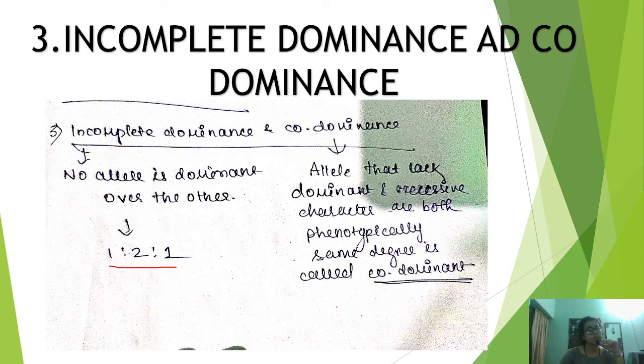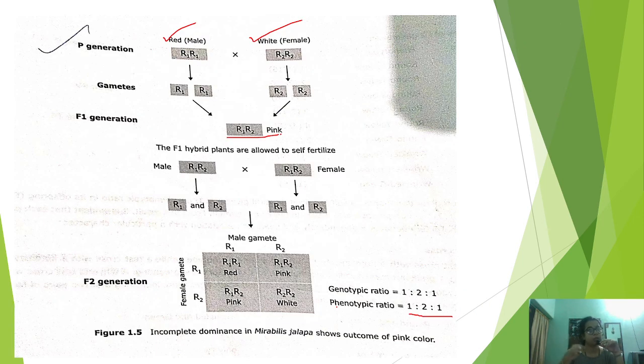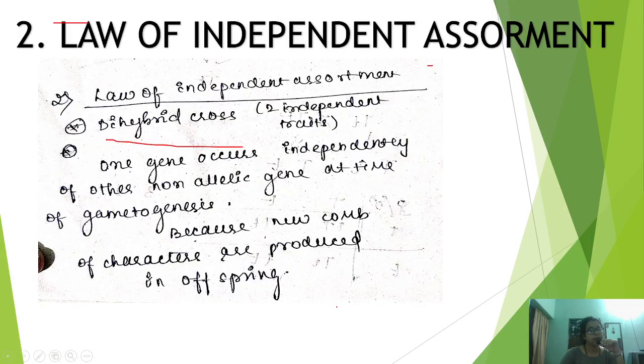Then what is codominance? If the alleles lack the dominant and recessive character and both are equally expressed, that is, both the dominant as well as the recessive are equally expressed, it is known as codominance. An example is the MN blood group; these are codominant, that is, both of them will be expressed at a time. Incomplete dominance means no one shows dominance, that's why a new variety is formed, whereas codominance means both will be dominant.